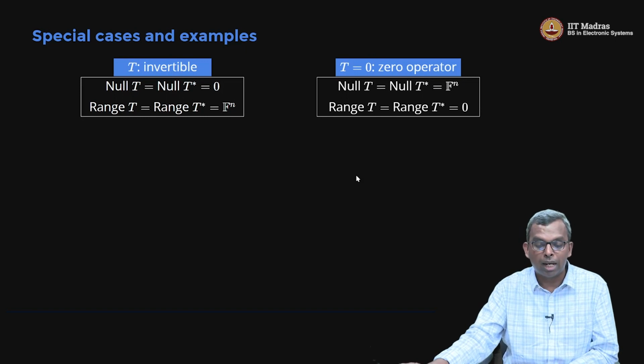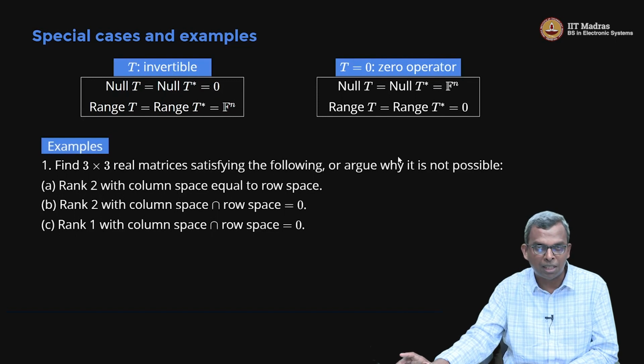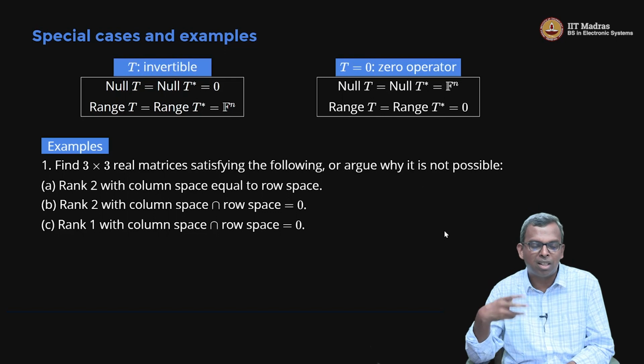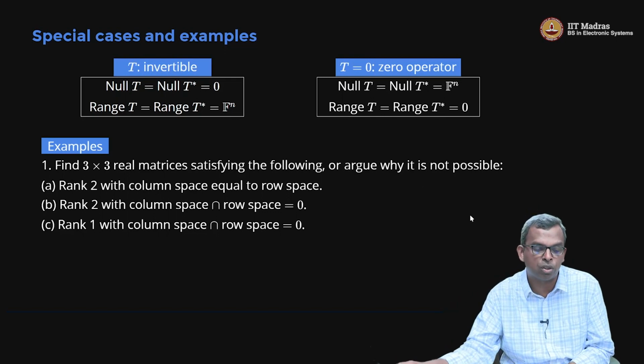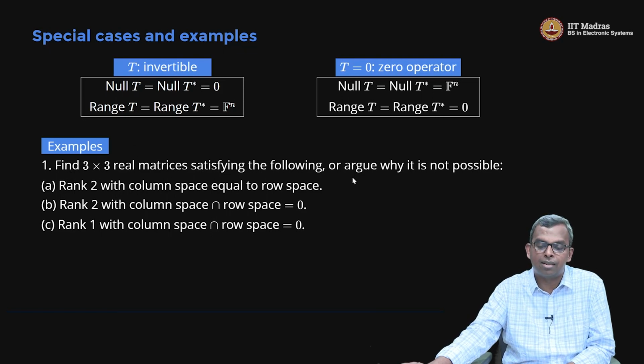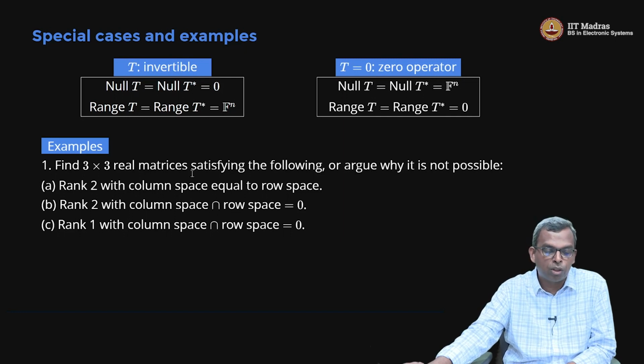Okay, so here are a few problems, just working with null spaces, row space, column space, all these things for the operators. All these dimension constraints put a lot of restrictions sometimes. So here is a way to think of those restrictions, some examples to help you. The first question asks you to find 3 by 3 real matrices satisfying the following properties, or you have to argue why such a property can never be satisfied by any 3 by 3 matrix. Okay, so look at the first property.